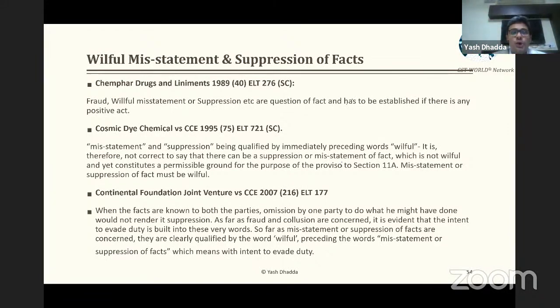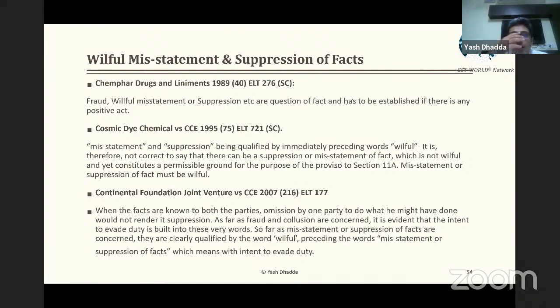All these cases prove that it was not an intentional error which I had done, or it was not an intentional act. You look at this judgment of Cosmic Dye Chemical, Supreme Court, very interesting judgment where they have pointed out very clearly that misstatement and suppression being qualified immediately by preceding words willful, it is therefore not correct to say that there can be suppression or misstatement of fact which is not willful and yet constitute a permissible ground for the proviso. मतलब limitation period. Meaning thereby कोई चीज मैंने नहीं बताई, अगर वो जानबूझ के नहीं बताई तो लॉन्गर पीरियड है. कोई चीज मैंने गलत बताई और जानबूझ के मैंने गलत बताई तो लॉन्गर पीरियड है इन दैट रिगार्ड.